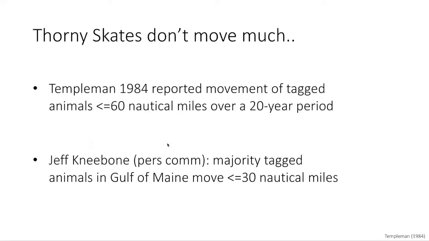Now, the other thing to understand about thorny skates is they don't move very much. In 1984, Templeman reported movements of tagged animals over a 20-year period, and none of them moved more than 60 nautical miles over that entire period. Jeff Kneebone has also been doing an extensive amount of tagging, and he's told me that the majority of the animals that he's tagged in the Gulf of Maine move less than 30 nautical miles. And Jeff was the person that originally motivated us to become involved in the project, as I mentioned right at the beginning.